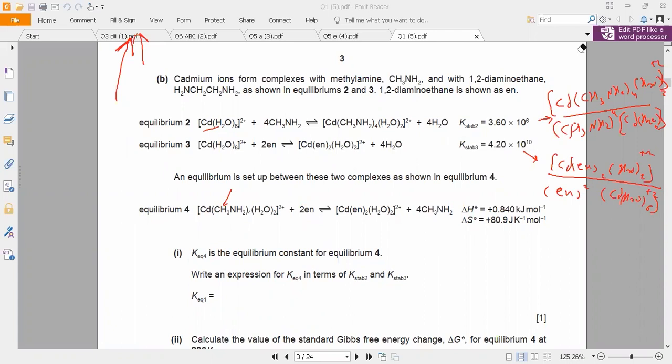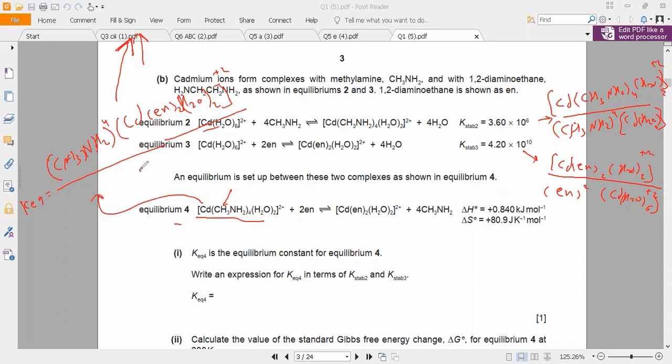Wait. Let me show you something here. Let's write the K equilibrium for it. How will it be? It will be [CH3NH2] to the power of 4, right? And [CdEn2(H2O)2]2+ over this very long thing, I don't have time to write it, multiplied by [En] to the power of 2.